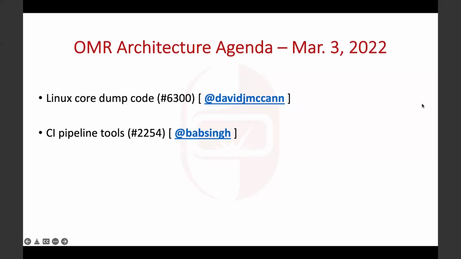Our next topic on the agenda is to discuss some of the CI pipeline tools. So this is, I guess, starting with 2254, which was getting a copyright job added to the CI pipeline. But if there's other jobs that we'd want to consider adding to that pipeline as well. So I believe Babneet is going to be taking us through this discussion. So Babneet, you want to take it away?